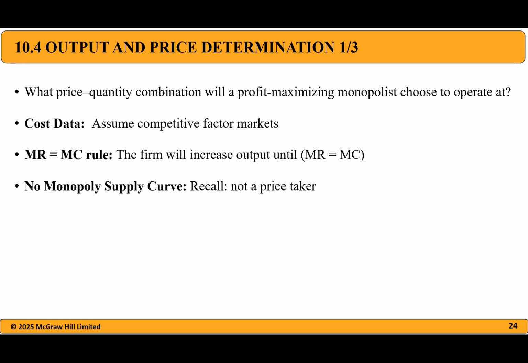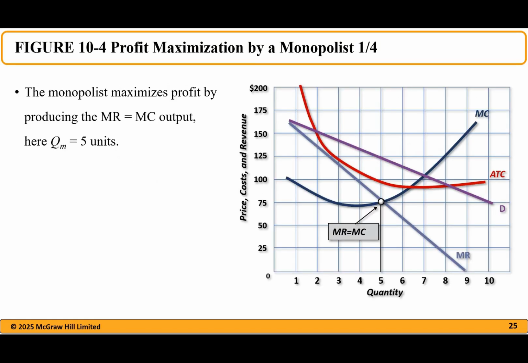The firm will increase the output until MR is equal to MC, or we will locate the output level as long as MR is greater than MC. No monopoly supply curve. Recall, a monopolist is not a price taker, so a monopoly can control the price, therefore we don't need to think about any supply curve here.